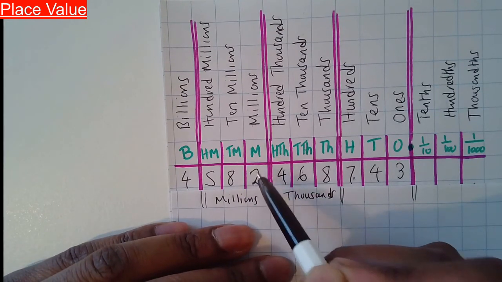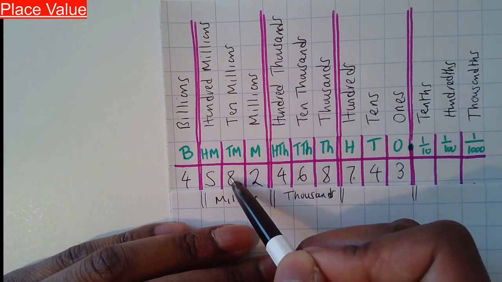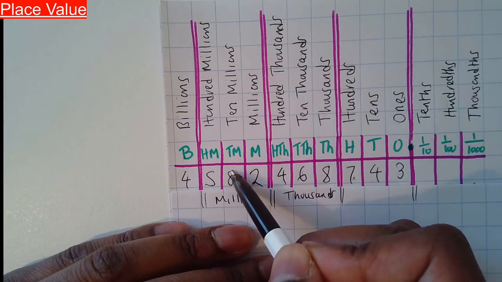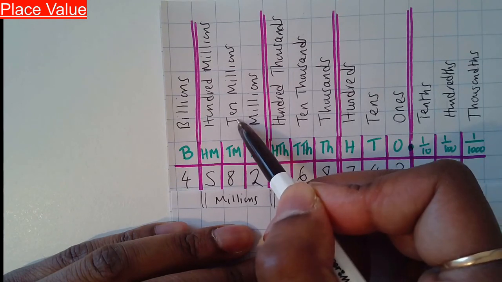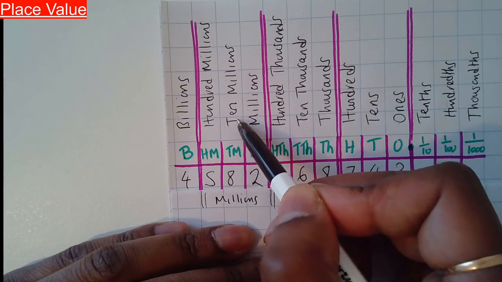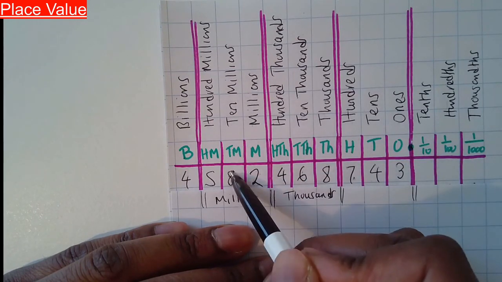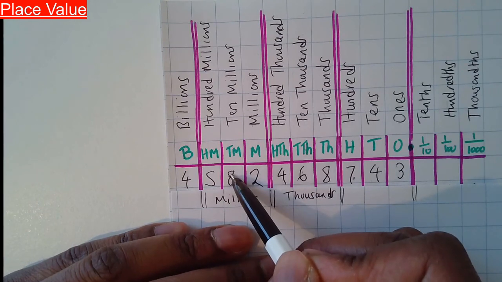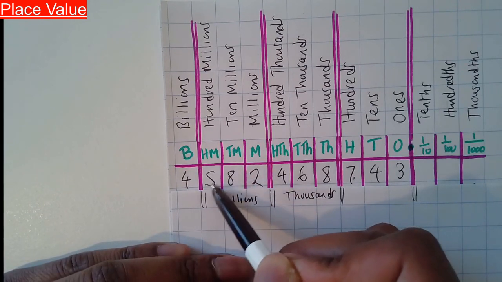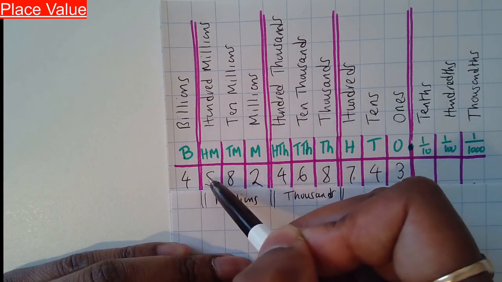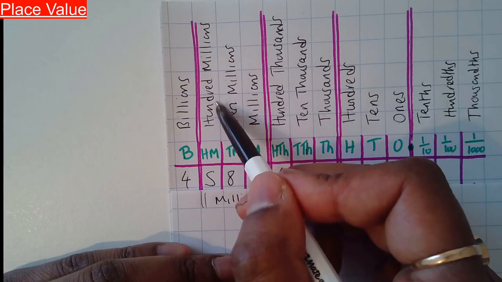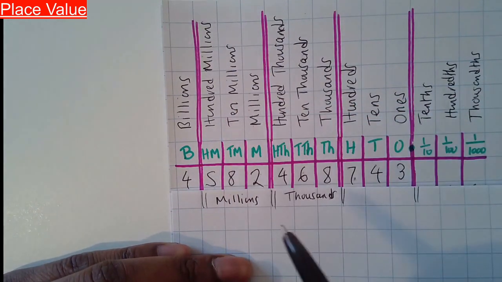That 2 represents 2 million. That 8, that's 8 lots of tens, 80 million. So that 8 represents 80 million. That 5, that's 5 lots of hundreds, makes 500. So that 5 represents 500 million, and so on.